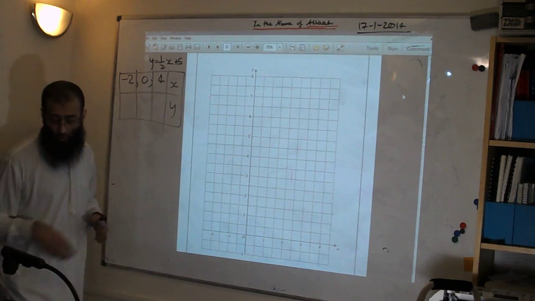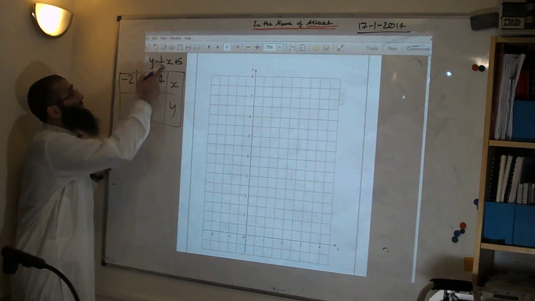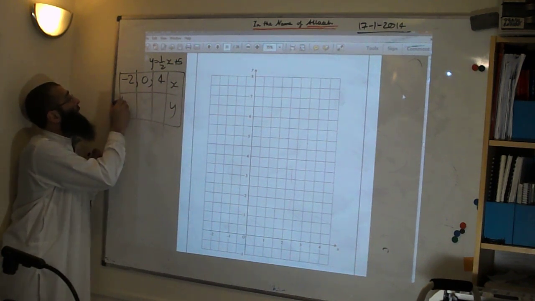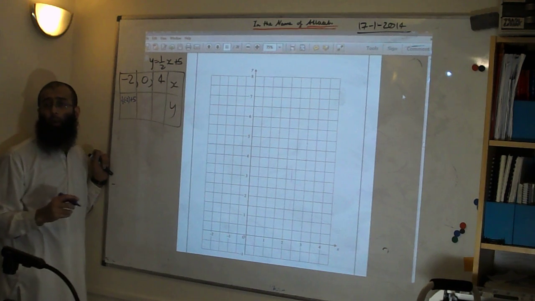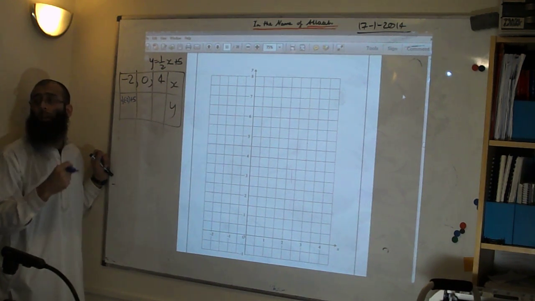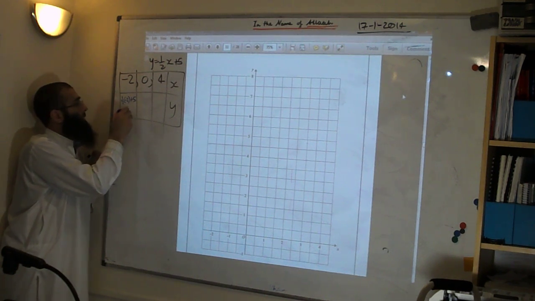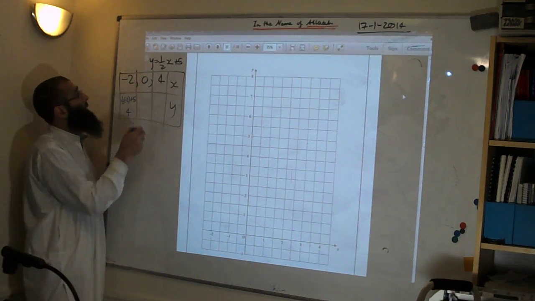Okay, so here we go, folks. That's the function y equals half x plus 5. So we're going to have now half times minus 2 add 5. So half times minus 2 is minus 1. Minus 1 add 5 is? Plus 4. Okay, plus 4.